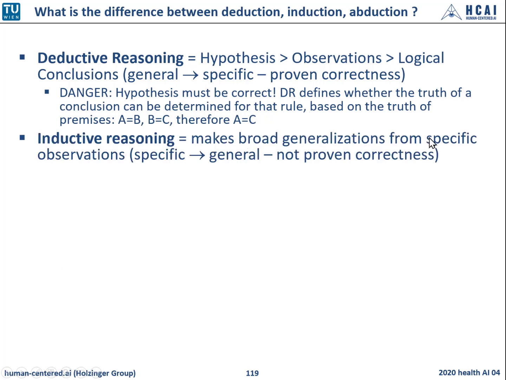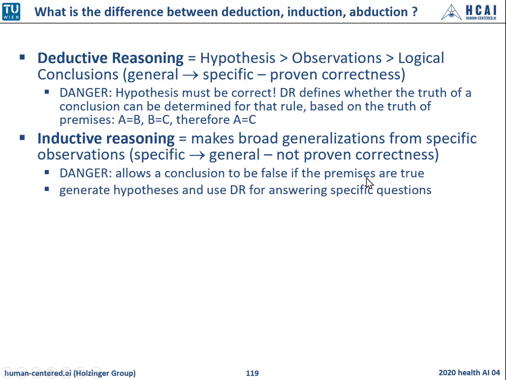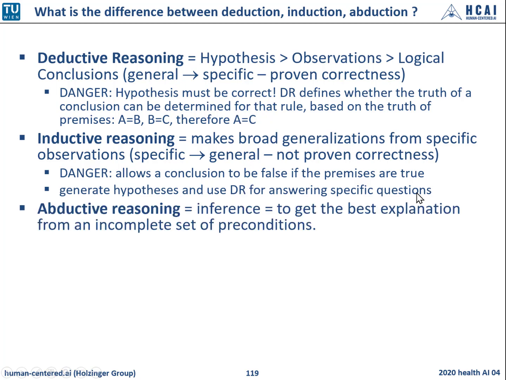Inductive reasoning makes broad generalizations from specific observations, so specific to the general, not proven correctness. The danger: it allows a conclusion to be false even if the premises are true. But we can generate hypotheses and use deductive reasoning for answering specific questions.